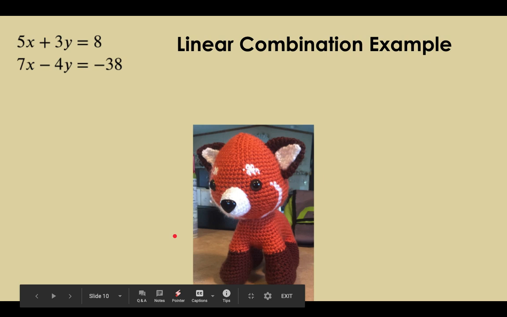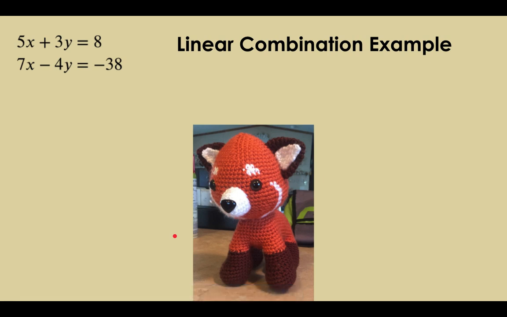So, take a look at this problem. 5x plus 3y equals 8, 7x minus 4y equals -38. Try to do this problem on your own. Pause the video, work through, see if you can solve this problem using linear combination. When you have an answer, or if you get stuck and you don't know what to do, start the video back up and I'll work through it for you here.